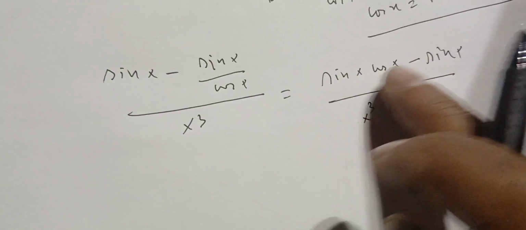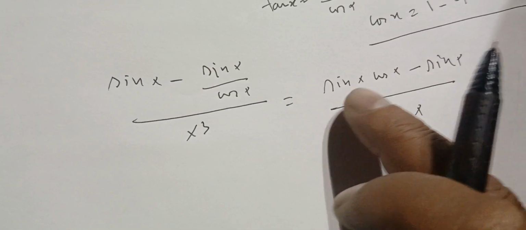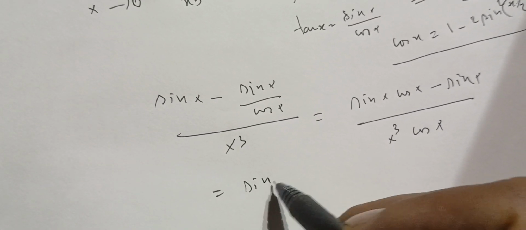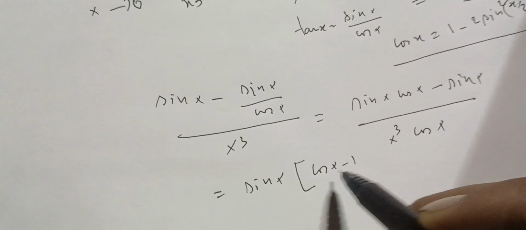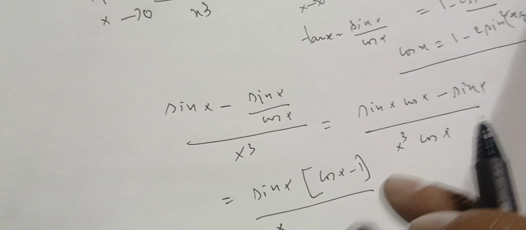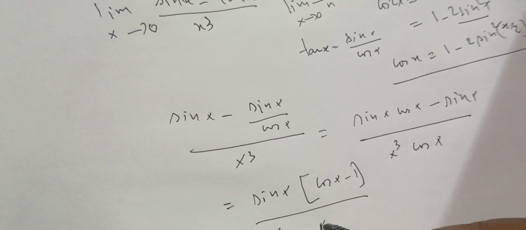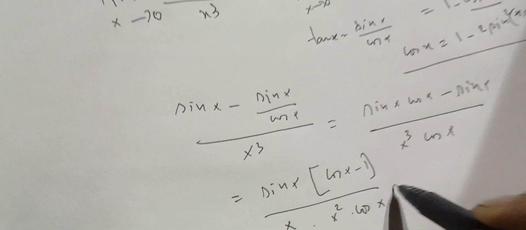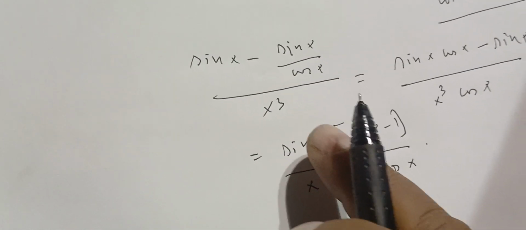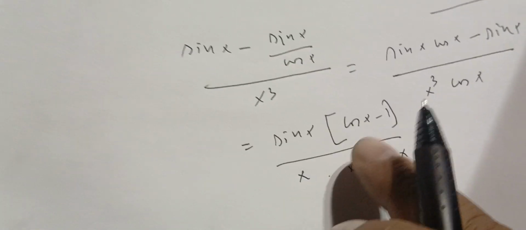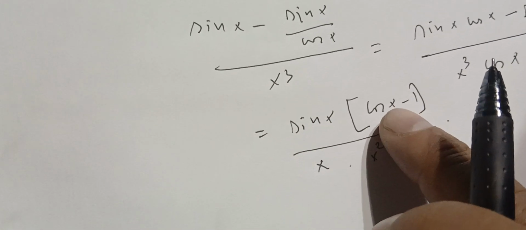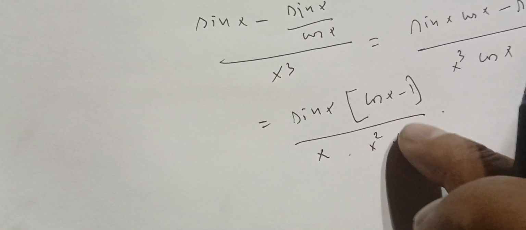Here there is a factor in common, so let's take sine x out. You get sine x times cosine x minus 1 over x cubed times cosine x. Let's split this x cubed as x times x squared times cosine x. We see that we have something we know now: sine x over x, the limit is 1. But for this one, cosine x minus 1, when we plug in the 0, we get 1 minus 1, which is 0 over 0. We still have the problem.